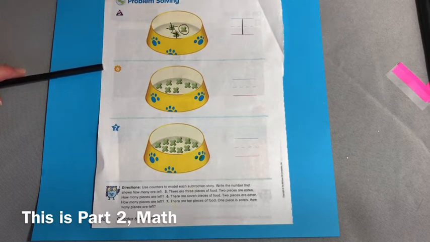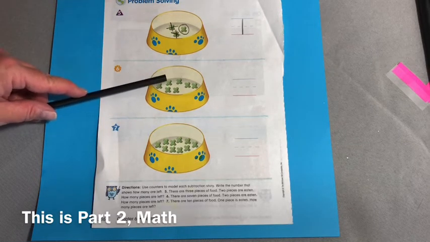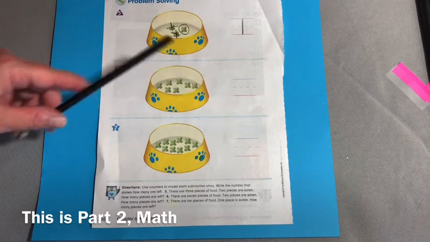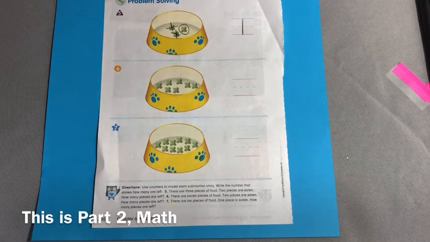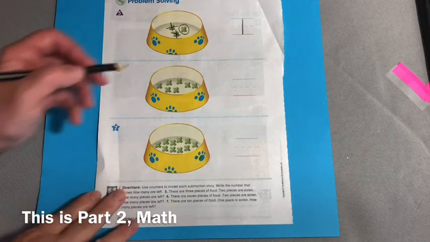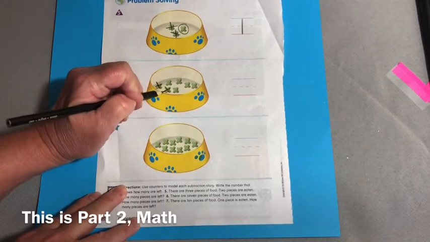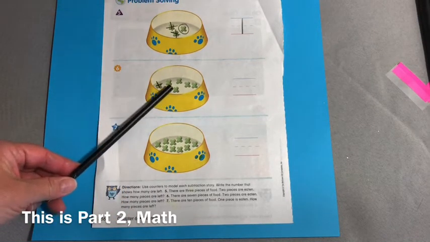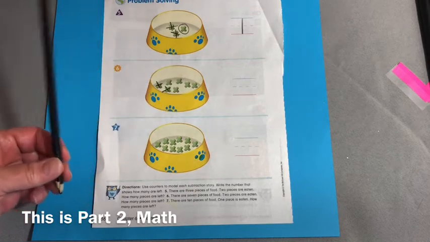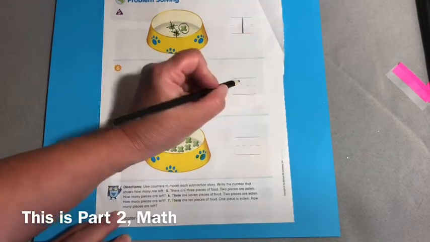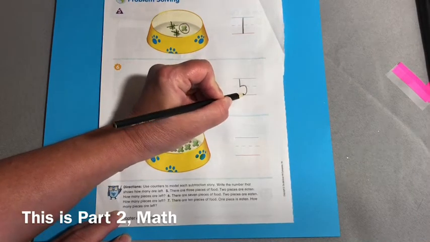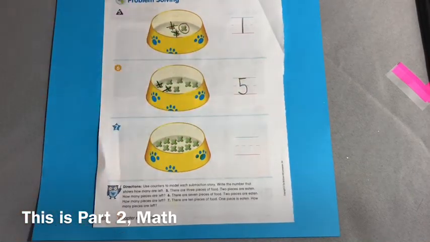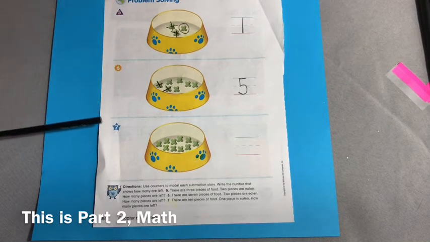Okay, number 6. There are 7 pieces of food. 1, 2, 3, 4, 5, 6, 7. And for number 6, 2 pieces are eaten. Okay, I'm going to put an X on these two. And how many pieces are left? 1, 2, 3, 4, 5 pieces. And this time we need to write how many pieces are left on the line to the side. Oh, side was one of the words we practiced reading last Zoom.